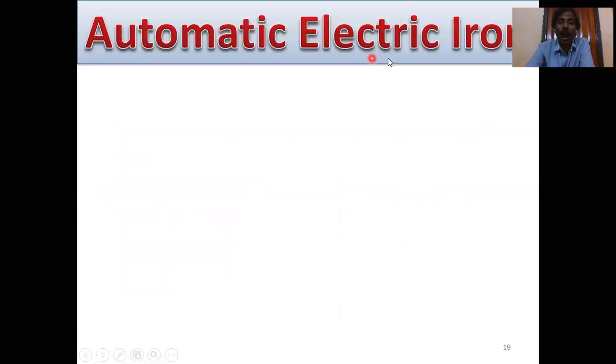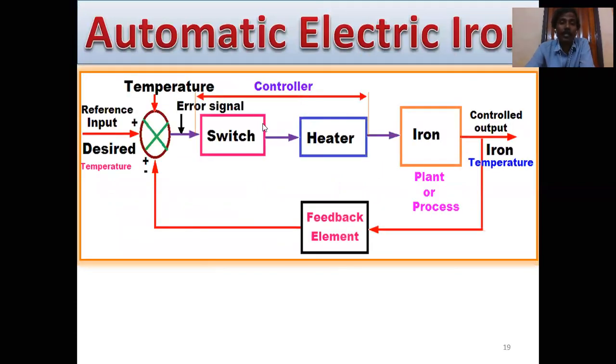Automatic electric iron working principle. This is the block diagram for the automatic electric iron. This is also an example of a closed loop system. So what is the input? The reference input is the desired temperature. And this is the temperature comparator, or summing point.